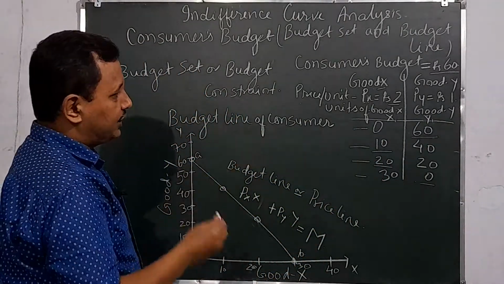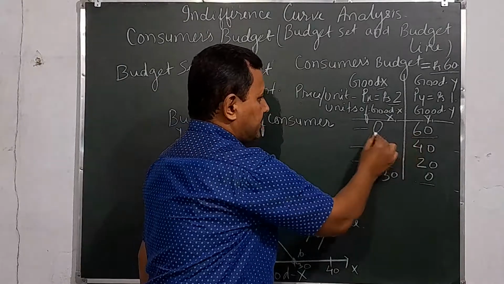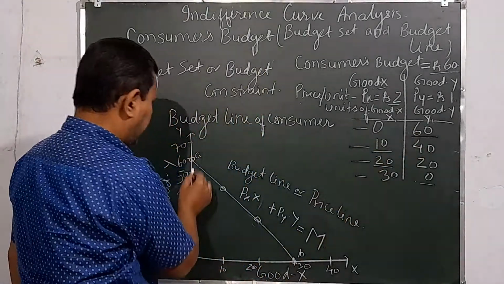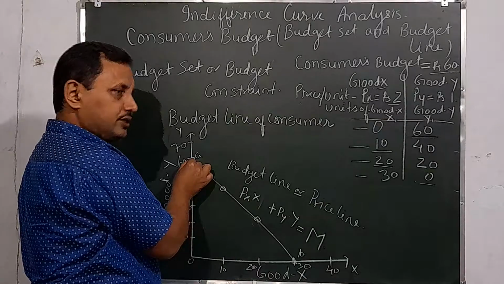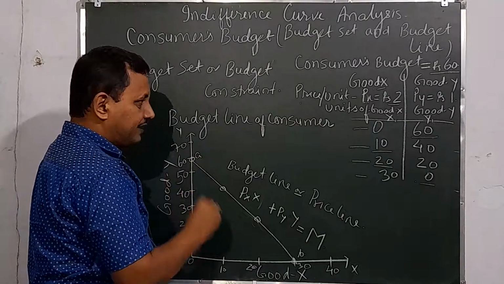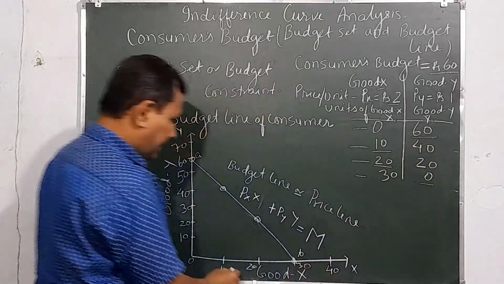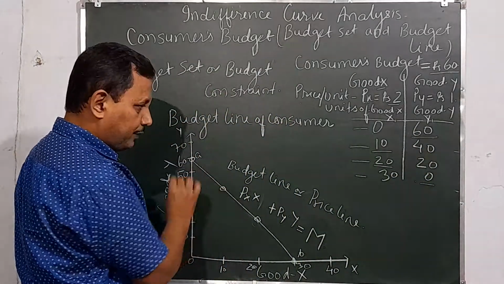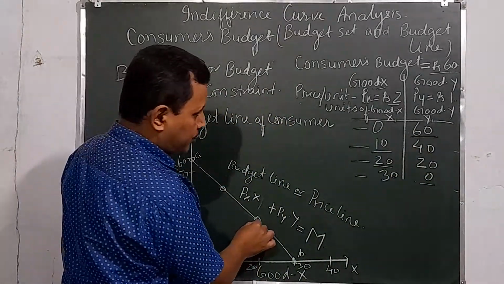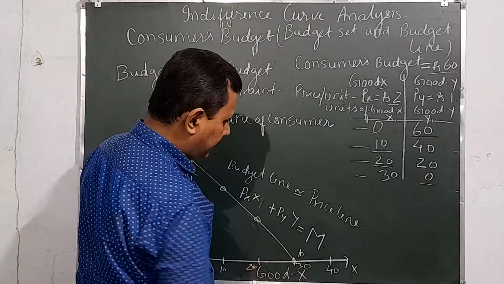Now we will plot the various points. The first combination is 0, 60: the quantity of good X is 0 and good Y is 60. So we have got this point. The second combination is where the quantity of good X is 10 and the quantity of good Y is 40. So 10, 40, this point we have got. Similarly, we have got this point as 20, 20 and this point as 30, 0.